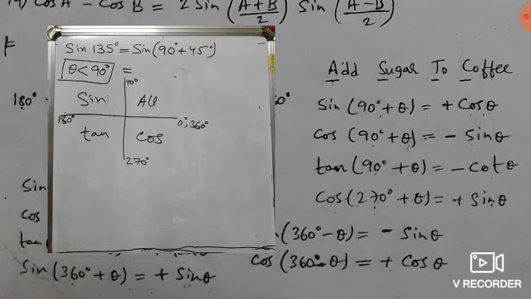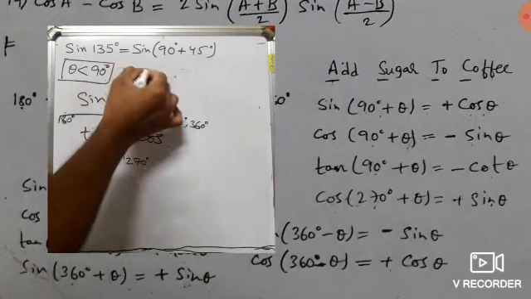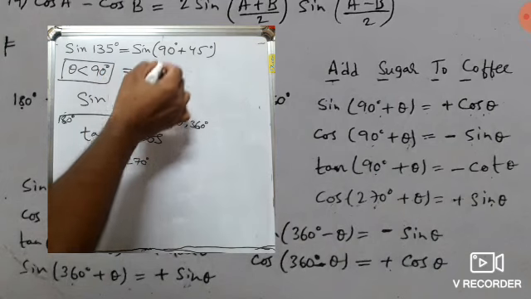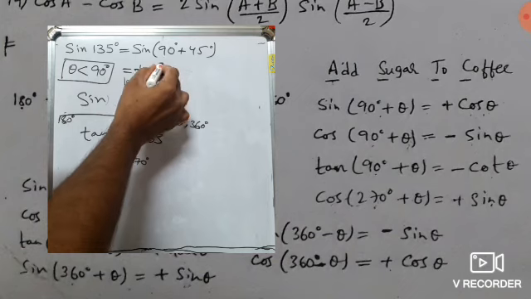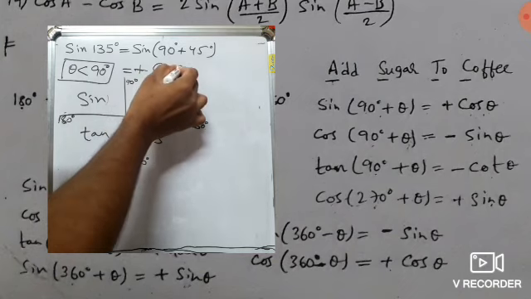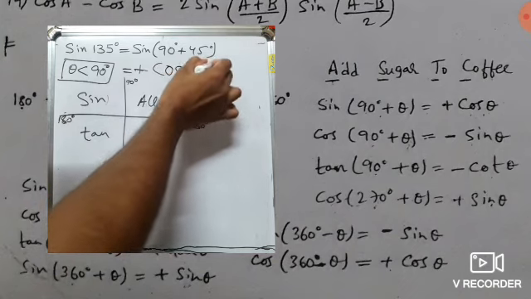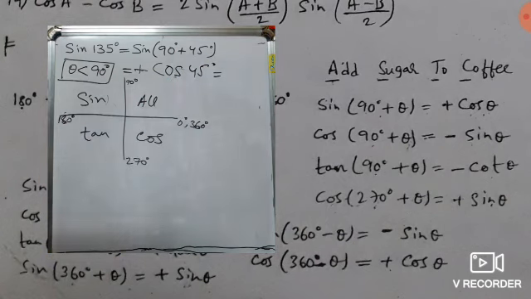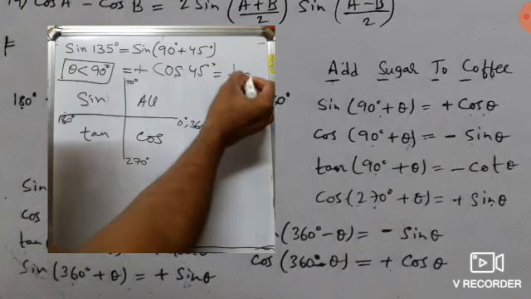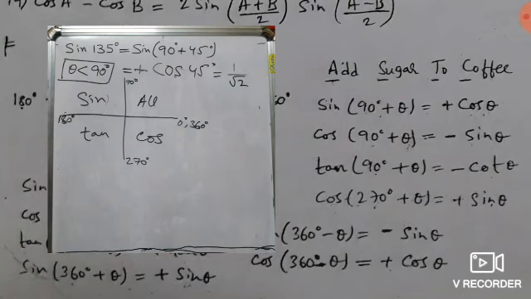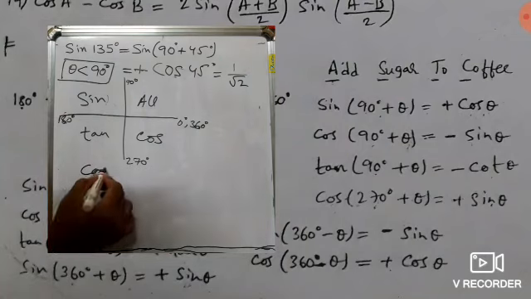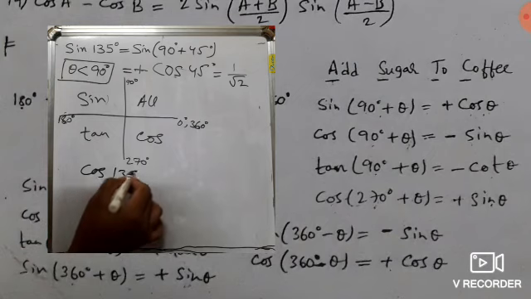So we will get a positive sign here, and since it is sine of 90 degree plus theta, the 90 odd multiple is there, so we will write cos 45 degree, and the value of cos 45 degree we know is 1 by root 2. So this is the answer for sine 135 degree. Similarly we can find the value for cos 135 degree.